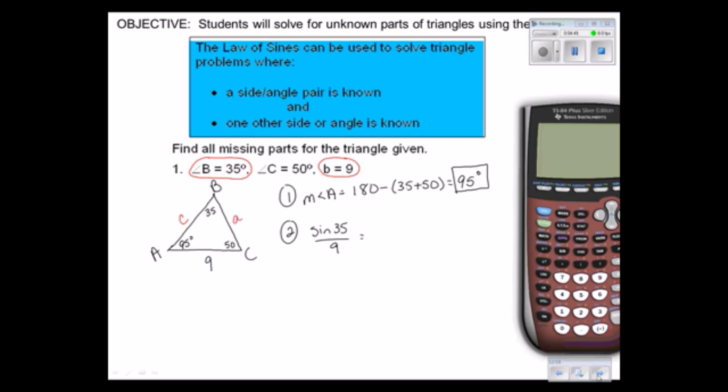So let's just go in alphabetical order. I'll find little a next, so that means the sine of 35 over 9 would be equal to the sine of 95 over little a. So you would cross multiply and get a by itself. So momentarily, I'm going to take my calculator and I'm going to do 9 times the sine of 95, and I'm going to divide that by the sine of 35.